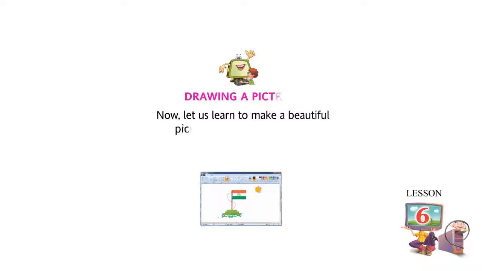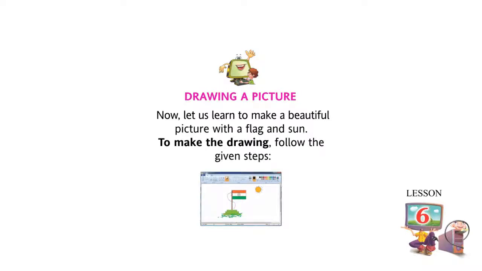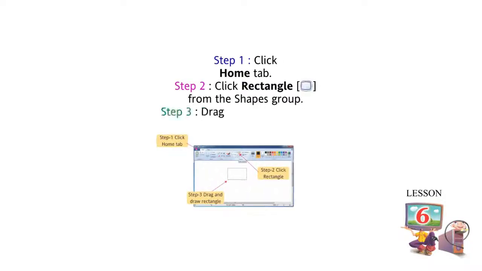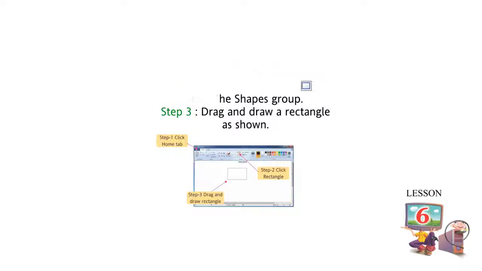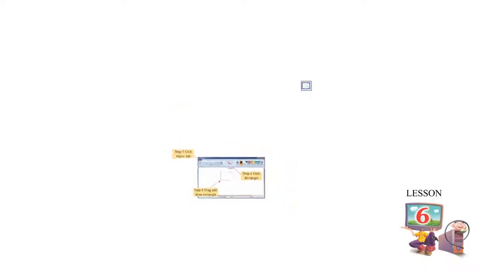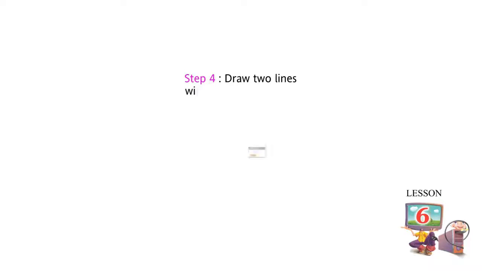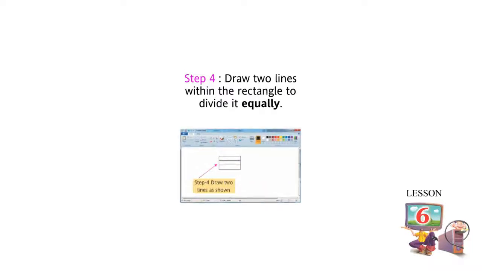Drawing a picture. Now let us learn to make a beautiful picture with a flag and sun. To make the drawing, follow the given steps. Step 1. Click Home tab. Step 2. Click Rectangle from the Shapes group. Step 3. Drag and draw a rectangle as shown. Step 4. Draw two lines within the rectangle to divide it equally.